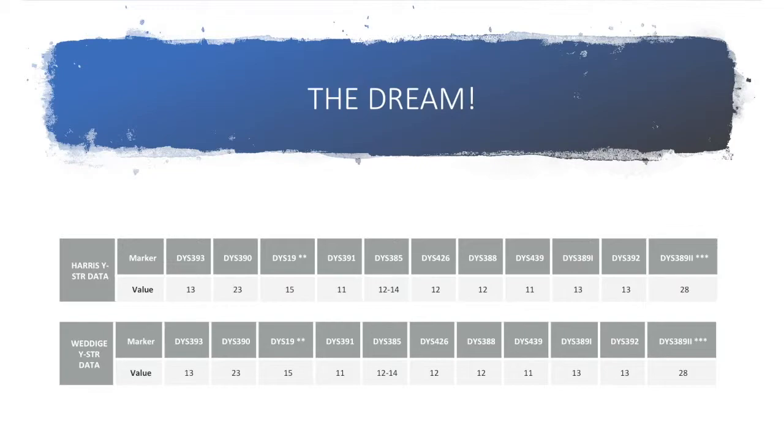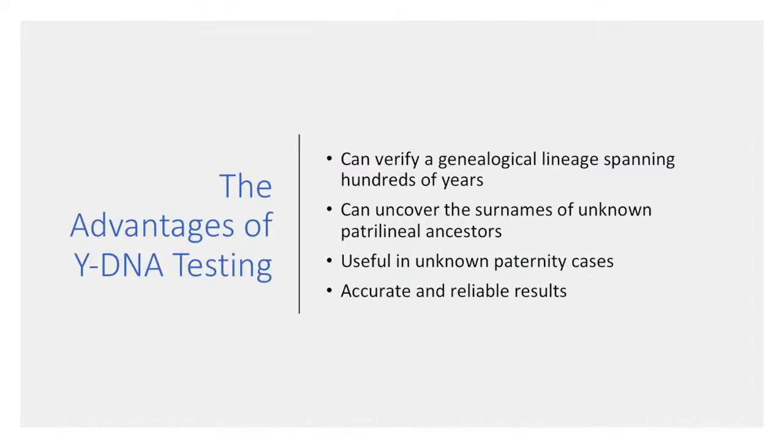And this is the dream, that I will have a Harris set of data and a Weddiger set of data that match perfectly. And that's how you know that two men are related on the direct paternal line, when their Y-DNA data matches. And it does tell you that on the website as well. You're not expected to compare it in the two tables. It will tell you how closely related two men are on the Y chromosome when you look at your list of matches.